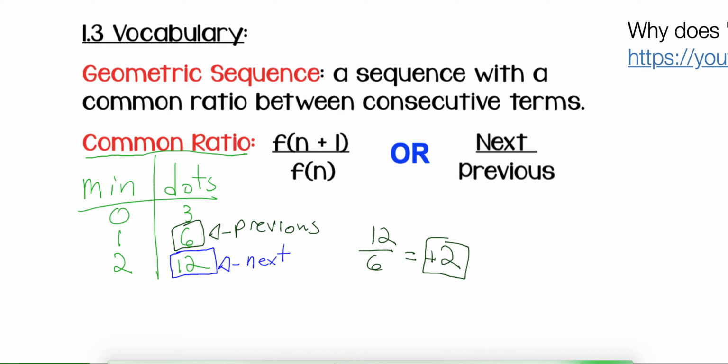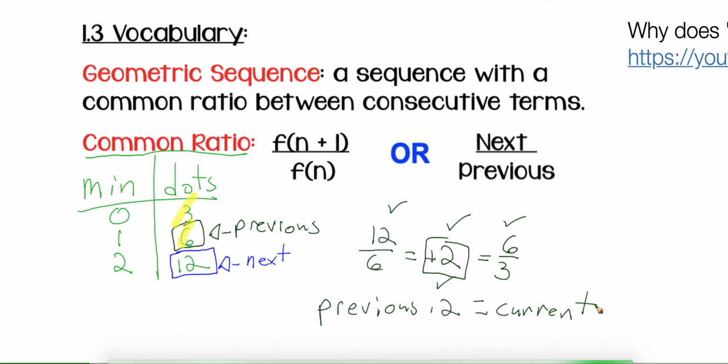Another option is that you could have taken 6 over this 3. Is that really going to be any different? No, it's not any different. Positive 2 still. And so since these both hold up, our common ratio in this case is positive 2, which is interesting because recall, we were taking the previous times 2, and that was equal to our current number of dots. Pause the video, take a note on this.